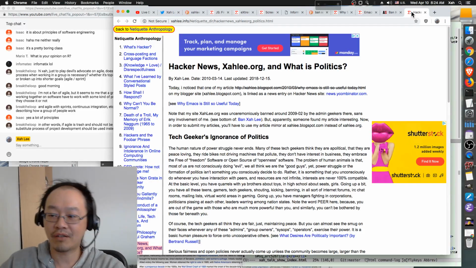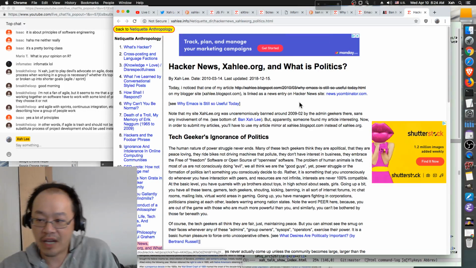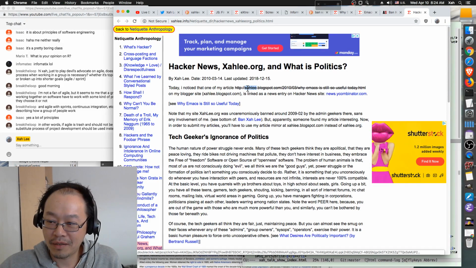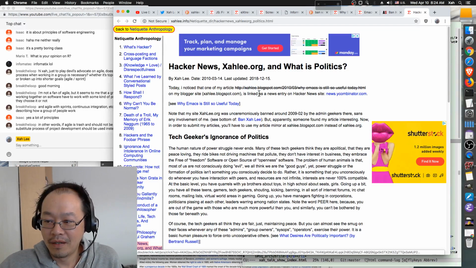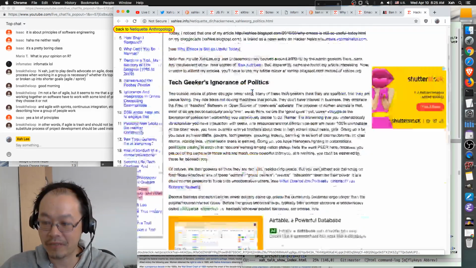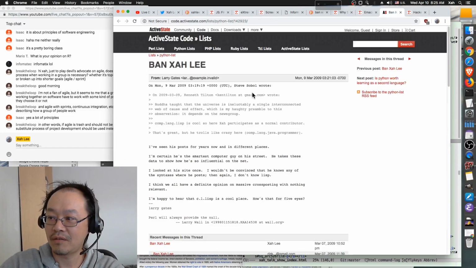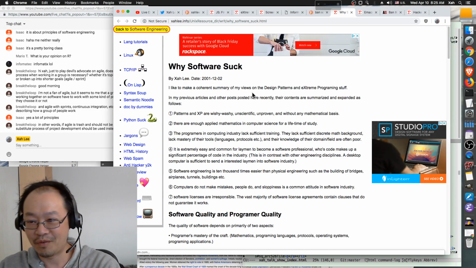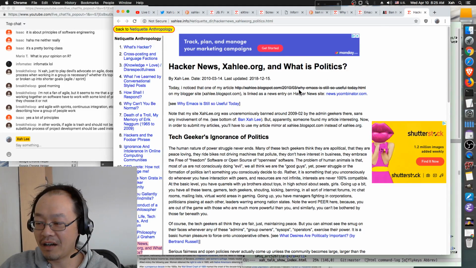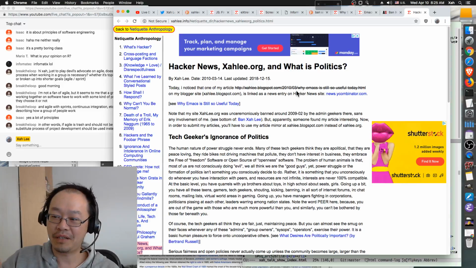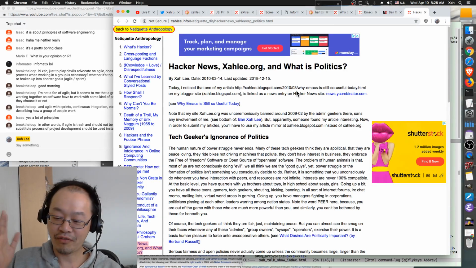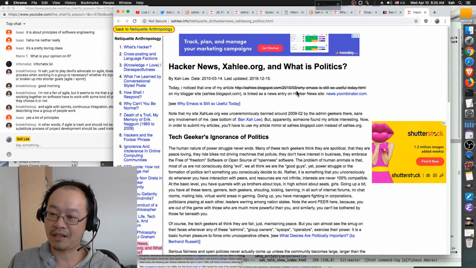But okay, so I never had an account on Hacker News. And one day, in 2010, someone posted my website article to Hacker News. Not the first time, but someone posted this particular article to Hacker News, and that article is this one. Why software sucks? And then I don't know who it is on Hacker News, they banned xahlee.org. So from that day on, anything on the xahlee.org domain cannot be posted to Hacker News.